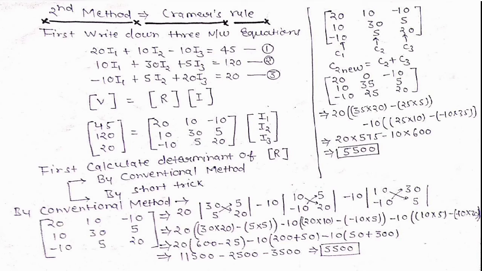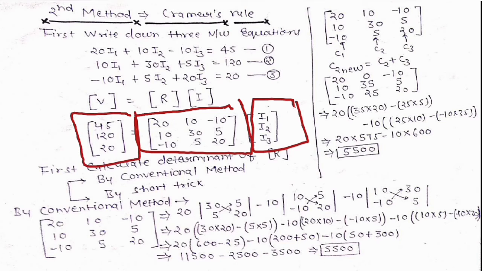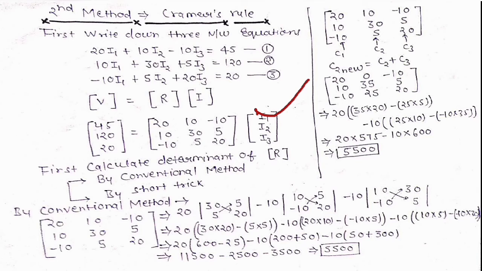Okay, so here you see this is the resistance matrix, this one is the current matrix, and this one is the voltage matrix. So we will have to find out the current. First of all we will have to get the determinant value of this matrix. So first calculate the determinant of R, that means this matrix. There are two methods to get the determinant: the conventional method, and the second one is by short tricks. In this slide we only discuss the conventional approach.